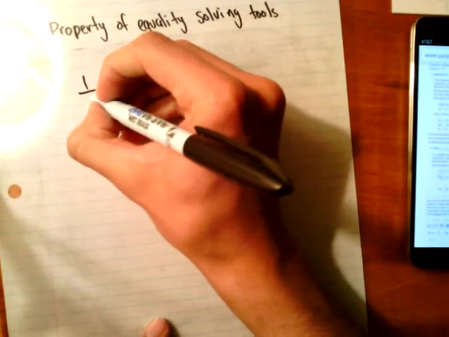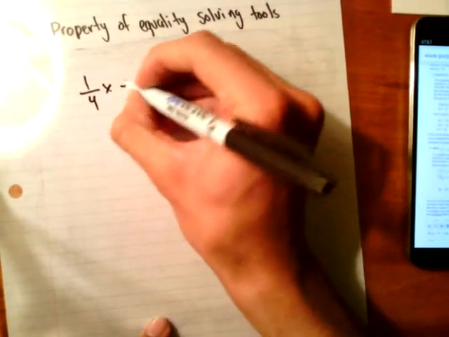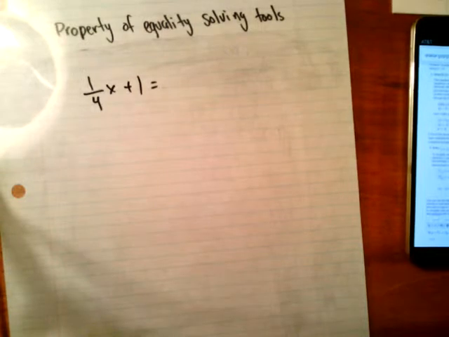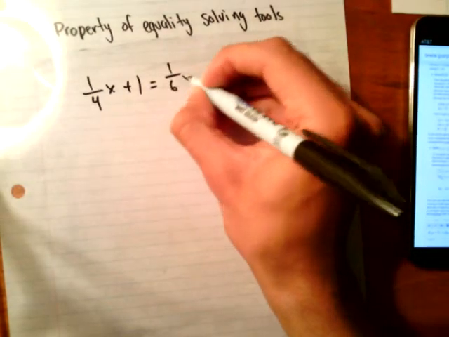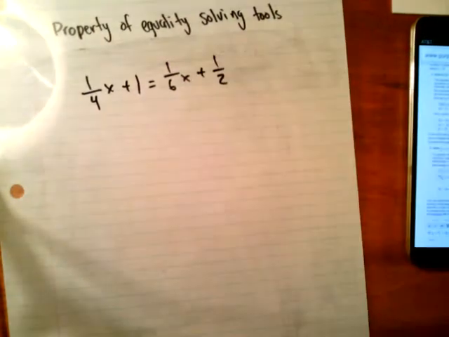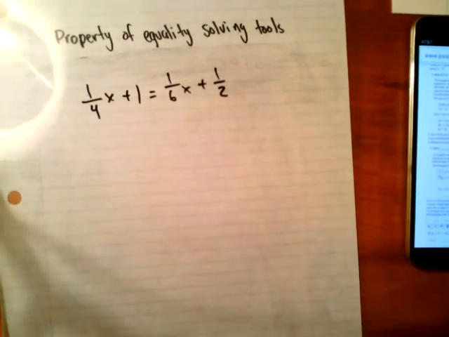Alright, so our next exercise is very similar to the one we just worked on, but instead we're going to be dealing with fractions. So we have 1/4 x plus 1 is equal to 1/6 x plus 1/2. So yet again, we first check for like terms.